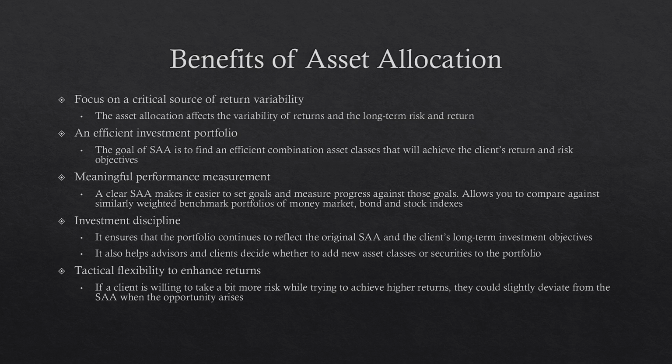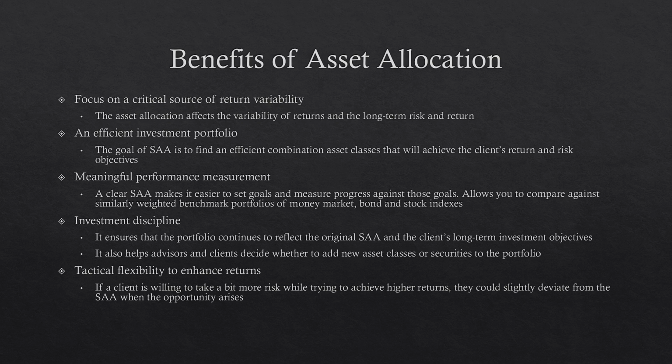Now, there are some benefits to asset allocation. One is that you focus on a critical source of return variability. So the asset allocation affects the variability of returns and the long-term risk and return. Also, an efficient investment portfolio. So the goal of an SAA is to find an efficient combination of asset classes that will achieve the client's return and risk objectives, and then you can try and build a portfolio upon the efficient frontier, which we discussed in the last chapter.